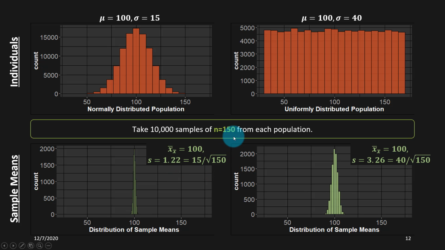But again, when we're taking this larger sample size, both sampling distributions of the means are normally distributed. Both have a mean of means that's equal to the population mean, and both have a standard deviation that is equal to the standard error that we would expect under the central limit theorem, where the standard deviation of this distribution is 1.22, which is proportional to the original standard deviation divided by the square root of the sample size. Similarly, this one has a standard deviation of 3.26, because the standard deviation is so much bigger in the population, but even then, this standard error is proportional to the standard deviation in the original population divided by the square root of the sample size.